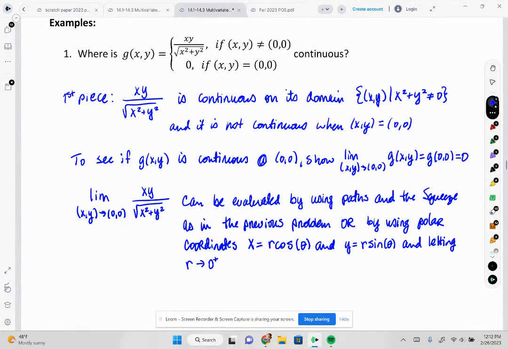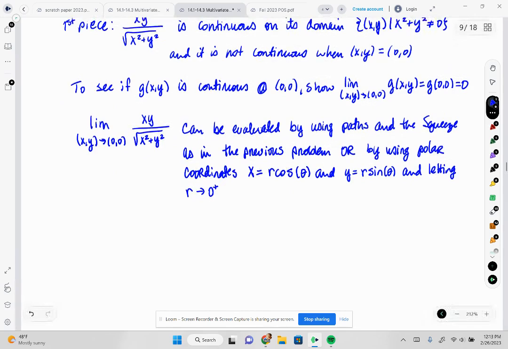Now it's going to be from the right because r is a radius, and we don't have anything that exists for negative values of a radius. Okay, so I'm going to replace all x's with r cosine, all y's with r sine, and I'm going to replace the x comma y going to 0, 0 with r going to 0 from the right. So now what we're looking at is the limit as r goes to 0 from the right. In the numerator, I have x times y, so I'm going to get r cosine times r sine. I can just write that as r squared cosine of theta, sine of theta.